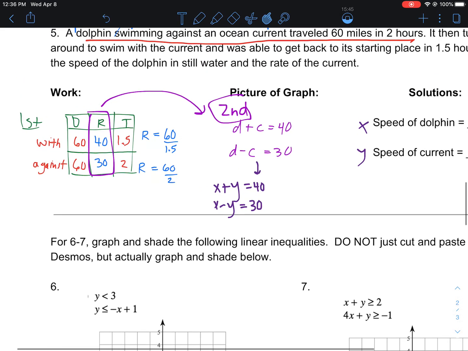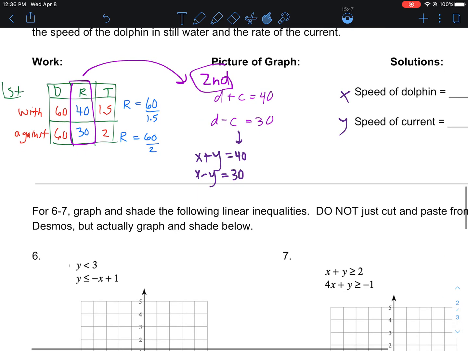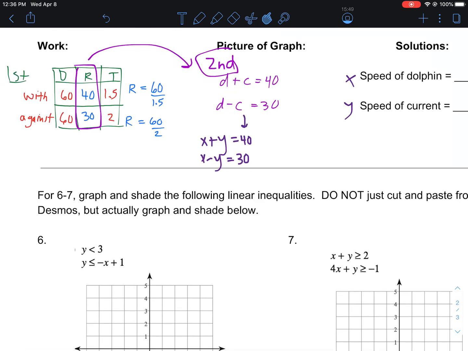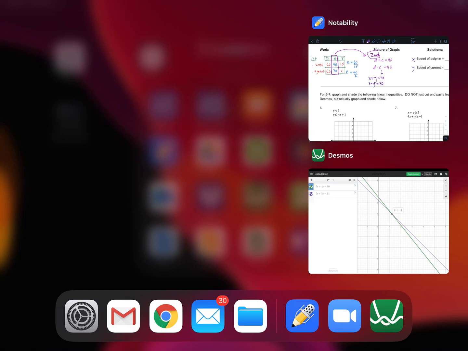that's the trick with these questions. Anything that's with a current against a current, with the wind against the wind, you basically divide distance and time to get rate in both rows, and then you're always doing X plus Y and X minus Y. That'll always be the next thing you do when you graph it. So let's see what we get.